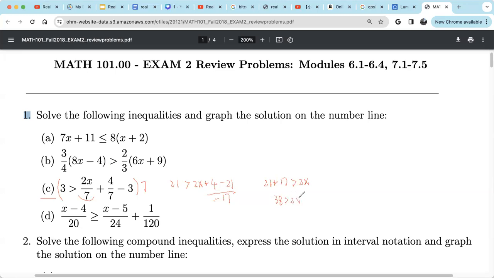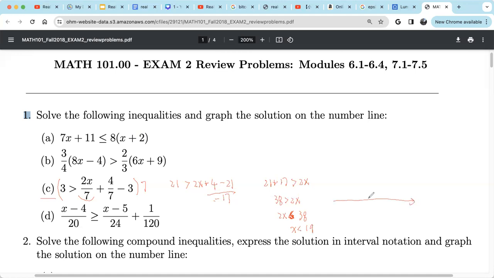38 greater than 2x. But normally we want to write the variable term on the left-hand side. So it becomes less than, right? You see the sharp point towards 2x. So we move 2x to the left-hand side, the sharp point still towards 2x. So basically it's 2x less than 38, or 38 greater than 2x, right? So 2x is less than 38. We divide by 2 on both sides, so x less than 19.